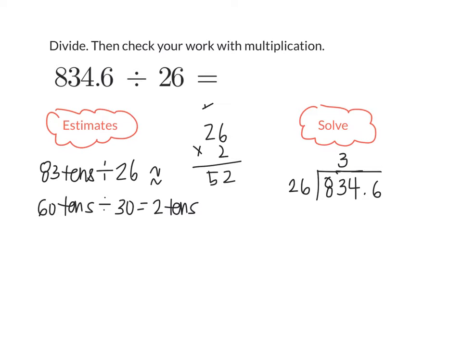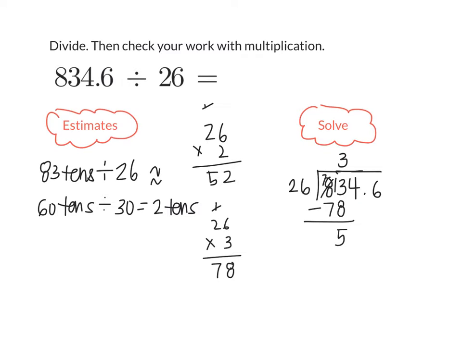3. Okay, so now what do we actually have to multiply? 26 times 3. Very good. 26 times 3. 6 times 3 is 18. 2 times 3 is 6, plus 1 is 7. So we're going to subtract 78. We're going to have to regroup. What's 13 minus 8? 5.